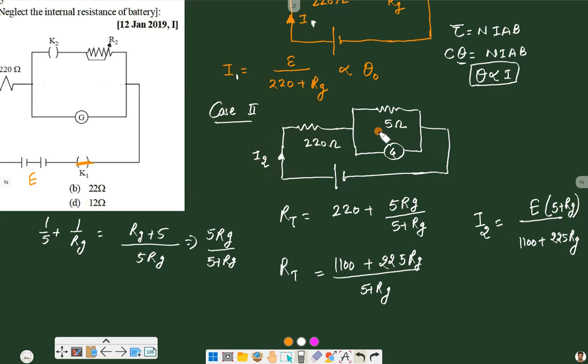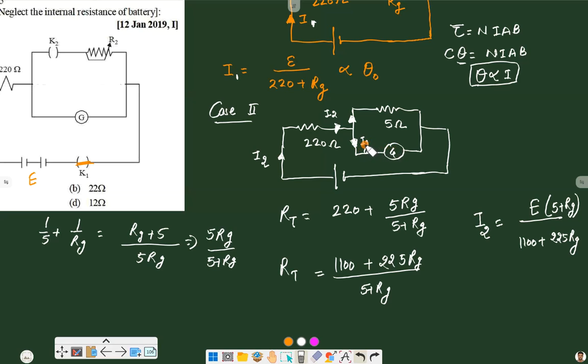But we have been given deflection in the galvanometer, and deflection in the galvanometer depends upon the amount of current flowing through the galvanometer. And as I2 starts from the battery, after moving through the 220 ohm resistance, I2 splits here into two parts. Some of the current goes through 5 ohm and some goes through the galvanometer, that is Ig, and we have to find out this value, because deflection of the galvanometer is proportional to the current flowing through it, and the value of current flowing through the galvanometer is Ig.